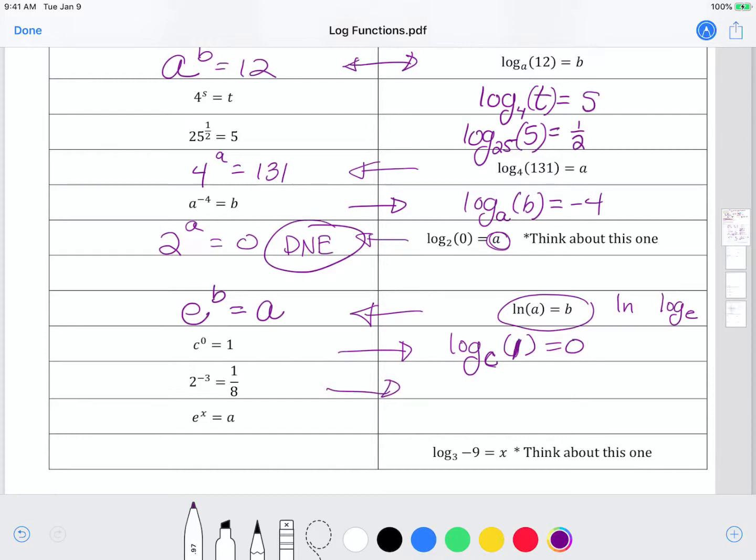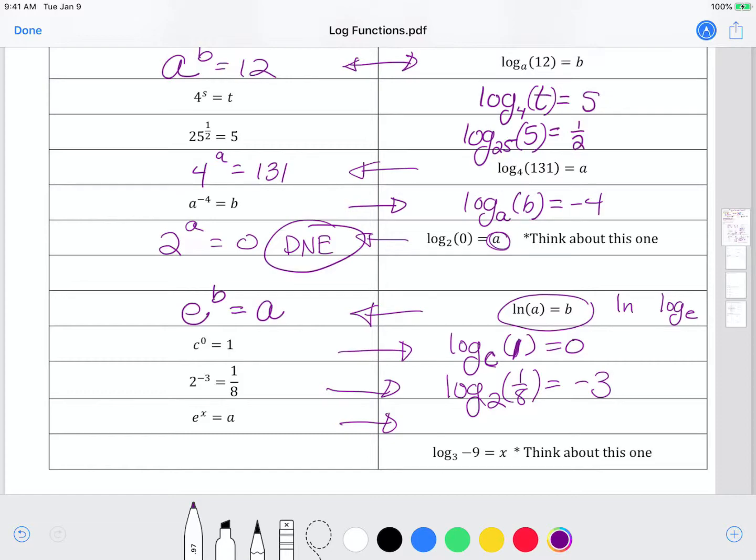Going from exponential form to log form. My base is 2. My exponent is -3, so I'm going to set it equal to -3. And then what I'm taking the log base 2 of is 1/8.